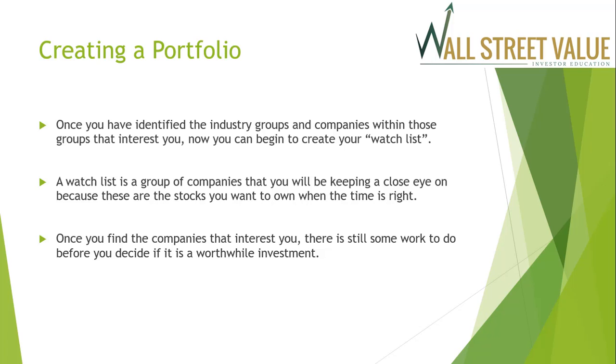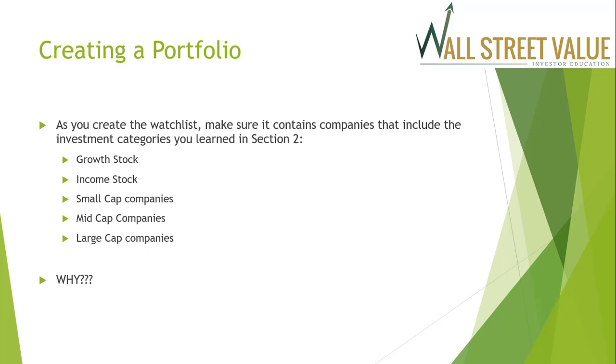Once you've identified the industry groups and companies within those groups that interest you, now you can begin to create your watch list. A watch list is a group of companies that you'll be keeping a close eye on because these are the stocks you want to own when the time is right. Once you find the companies that interest you, there's still some work to do before you decide if it's a worthwhile investment.